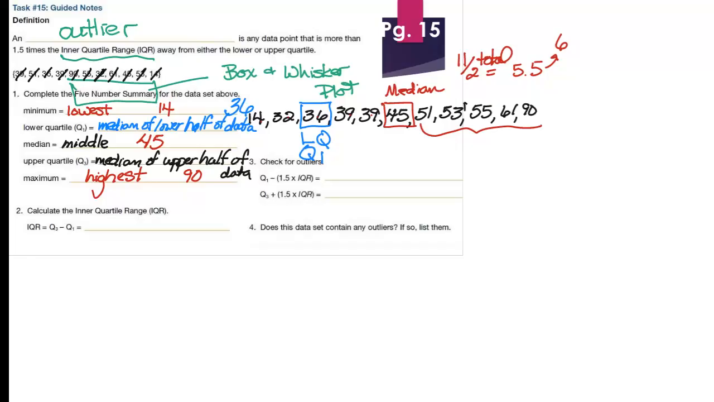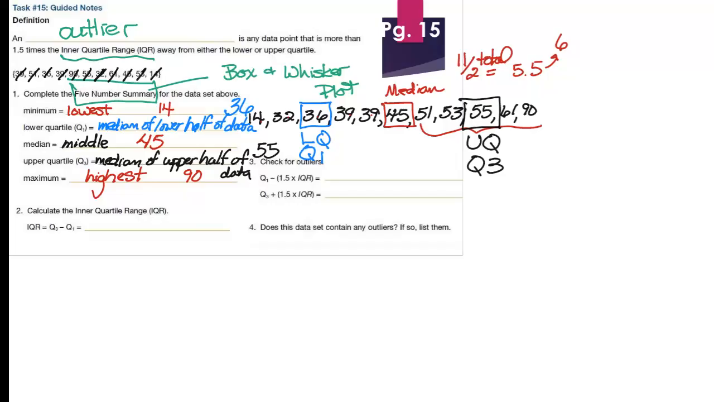So the median is the one in the middle. I have 5 that is in the upper half. That is the upper quartile. That is also sometimes called quartile 3 or Q3. Most of the time you'll just hear them say Q1 and Q3. And that is 55.